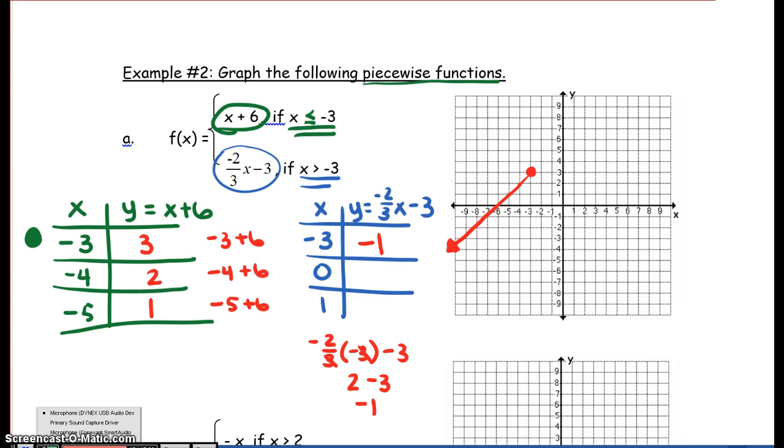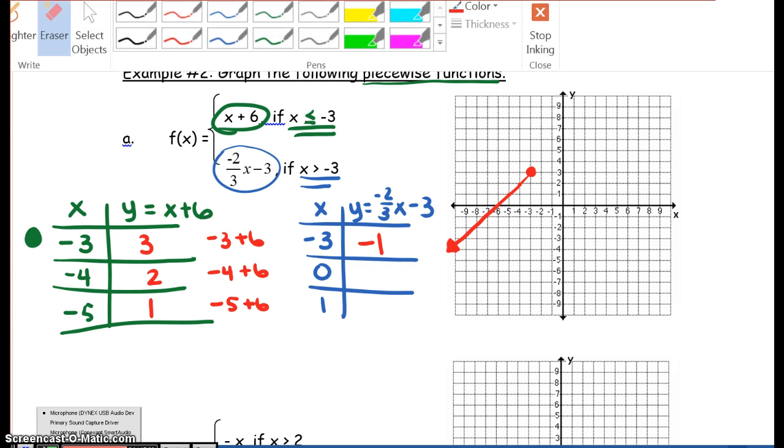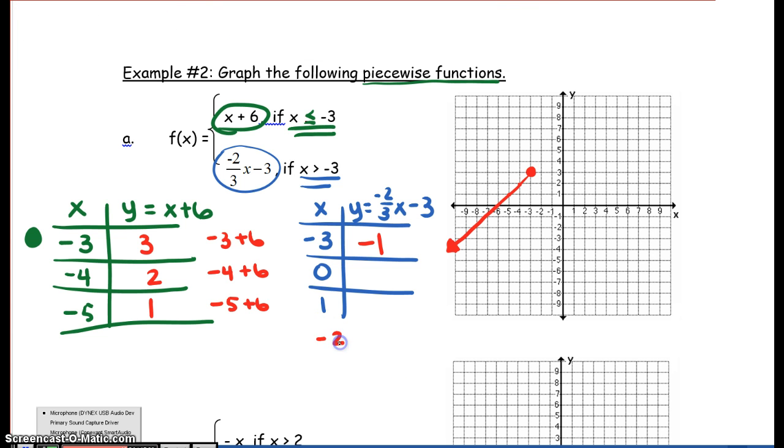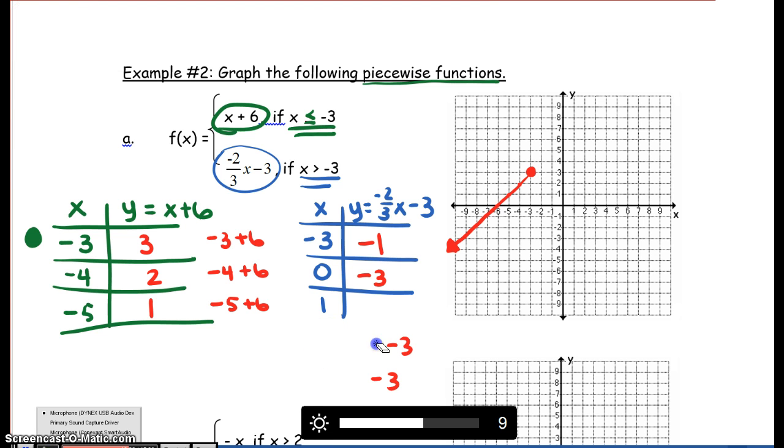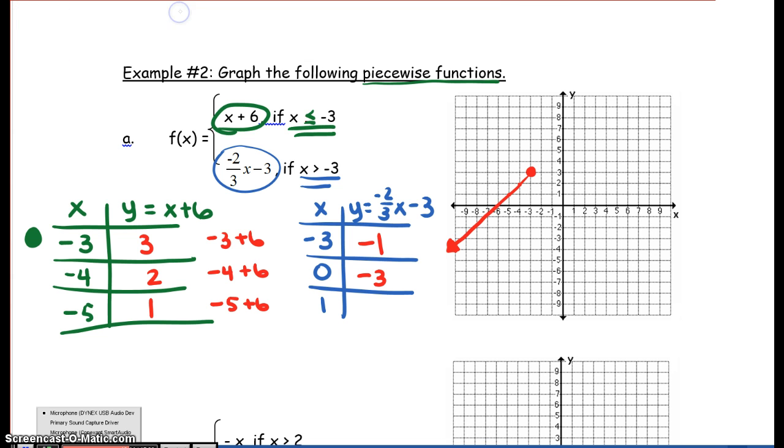Alright, let's go ahead and do the same thing. I need some space, so I'm going to erase this. Let's do the same thing with 0. Well, what about if x was 0? Negative 2/3 times 0 minus 3. Anything times 0 cancels to 0, and we're left with just negative 3. Alright, let's do the last one. And the last one says we have 1. So negative 2/3 times 1 minus 3. Well, that's negative 2/3 minus 3. So we can say it's negative 3 and 2/3, which is approximately negative 3.6.